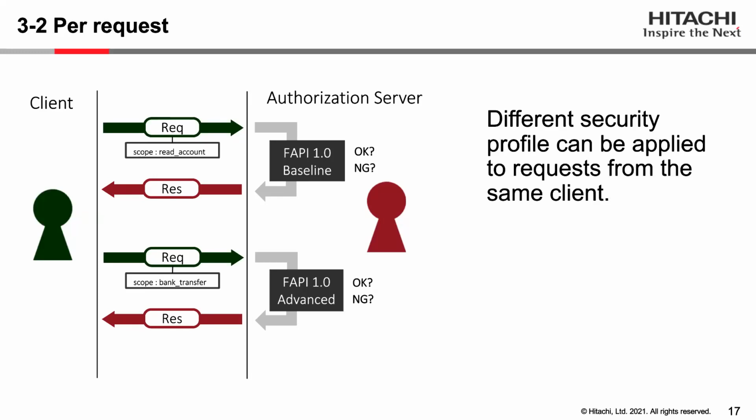In this case, the auth server applies the FAPI 1.0 baseline security profile onto the request from the client with the scope or the authorization details representing accessing the read API, while the auth server applies the FAPI 1.0 advanced security profile onto the request from the same client with the scope or the authorization details representing accessing the write API.